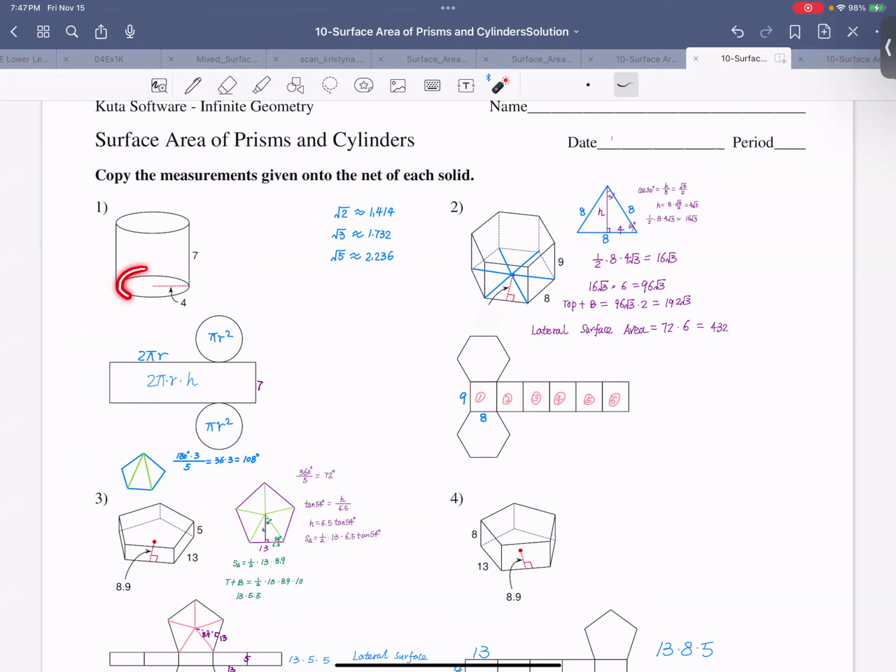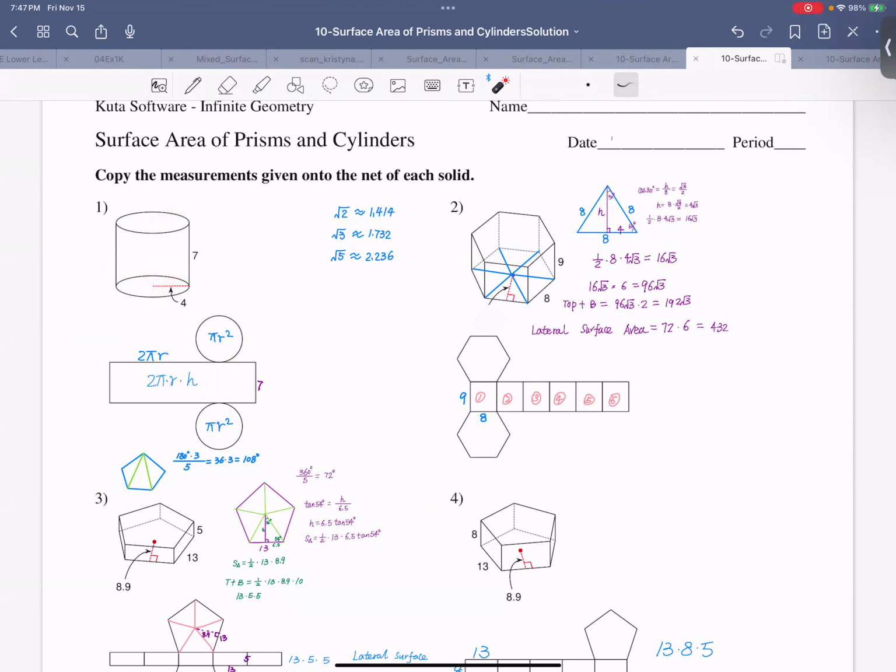So the circumference here, when you open, it's this. This is radius r. This is 2 pi r. And this is pi r squared. This is 2 pi r times h. That's how we calculate this cylinder. This is called lateral surface. And this is the top and the bottom surface.